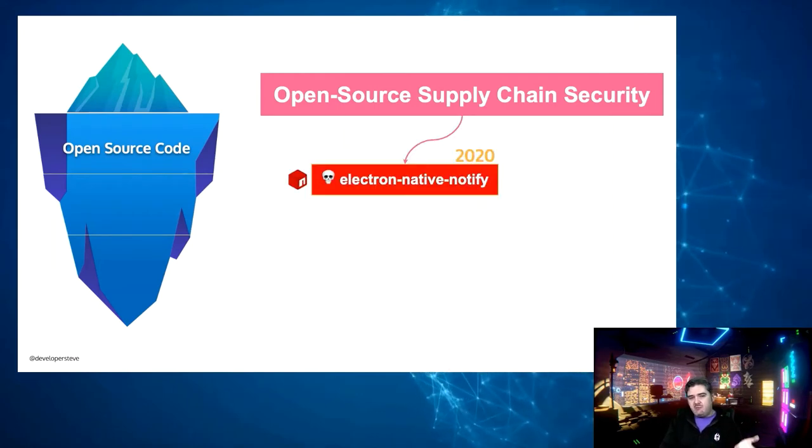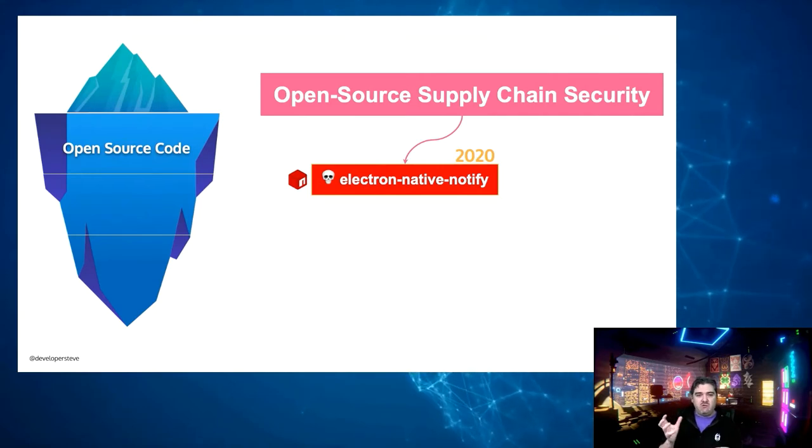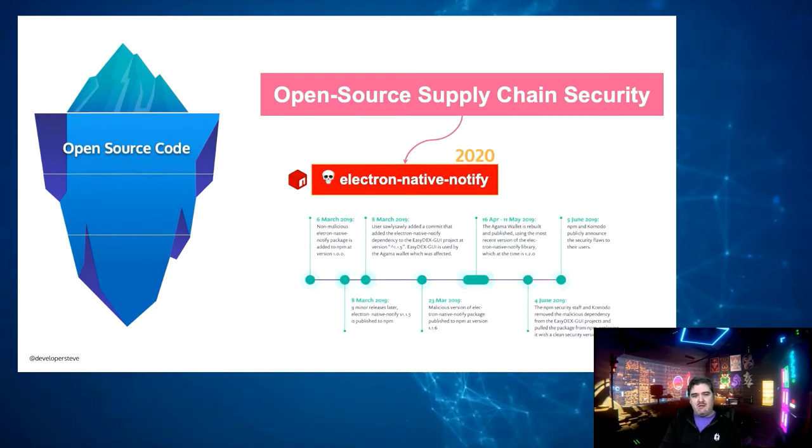But it didn't stop there, because we saw Electron native, a very similar situation. We saw Electron native notify in 2020, which basically added a dependency to a library. And 3 weeks later, we saw the same thing again. And 3 weeks after that, we saw the same thing again. Each time the community would come together, identify the risk, do a release candidate, and we'd see the same type of injection then occurring for multiple weeks.